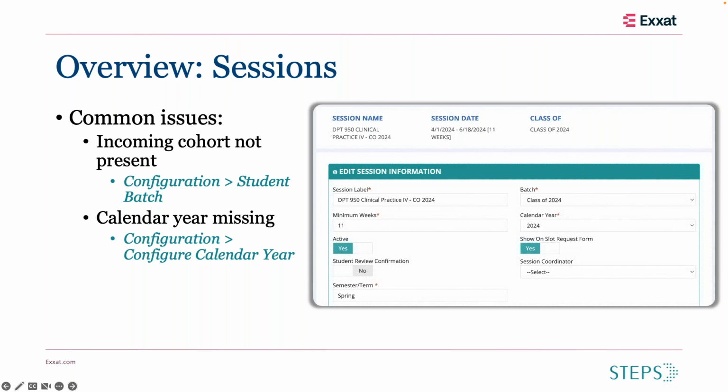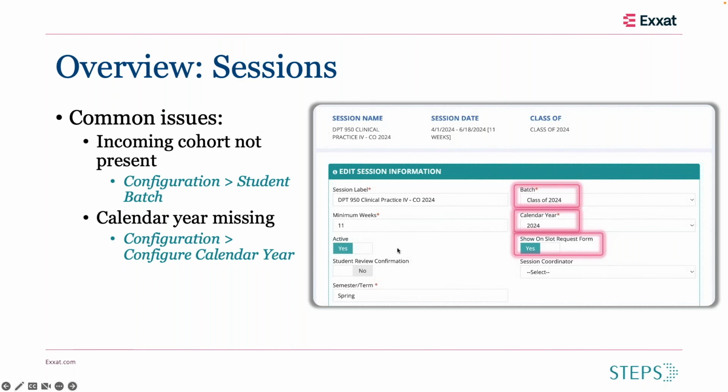Another thing that tends to happen is that the calendar year may not show up for you. Let's say you have to create a session for year 2025 or 2024, and that year doesn't show up for you in this dropdown. There is a way to fix that as well, and we're going to show you guys where you can do both of these actually.